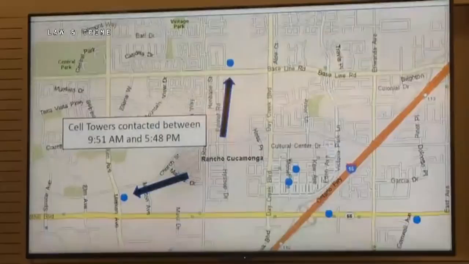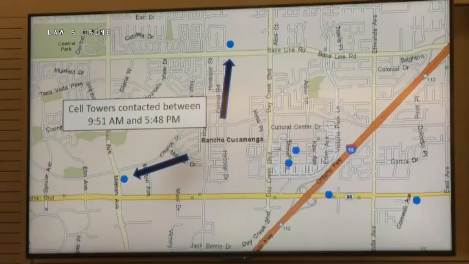467. February 4th. These are the cell towers connected between 9:51 a.m. and 5:48 p.m., so the majority of the day. Can you please locate on there the defendant's residence, if it's in this general location, with a circle and a D and an R, please? Yes. Can you accomplish that? Yes.